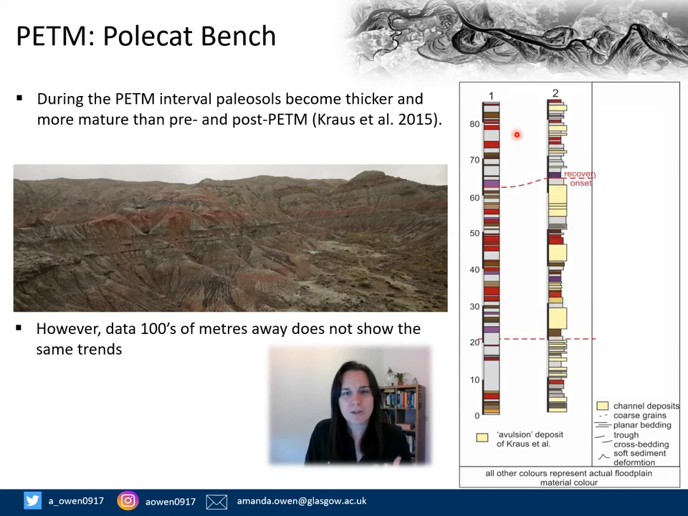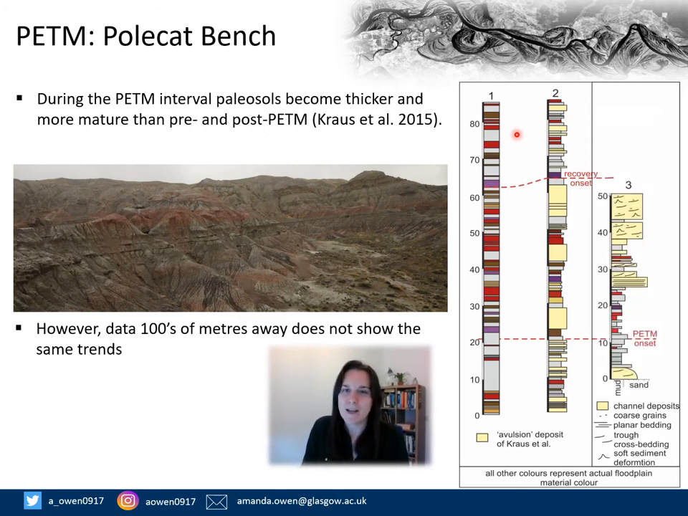However, there are certain things that don't quite add up here. Another sedimentary log was constructed hundreds of meters away, but we don't see the same trends even if we just walk 100 meters away. And this is that sedimentary log here. So the yellow bit here represents river channel deposits. So we can see the difference here is this is where the river was during the time period.